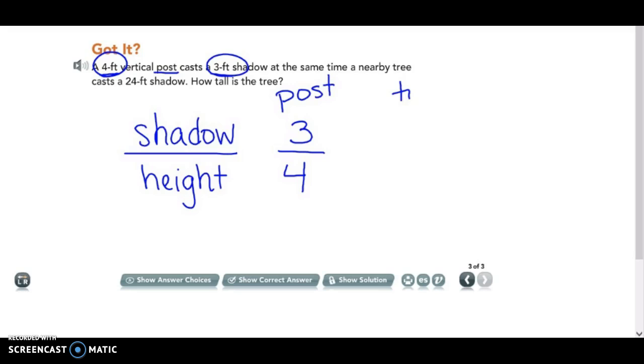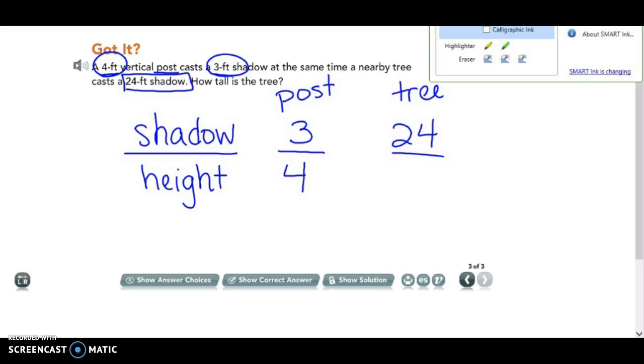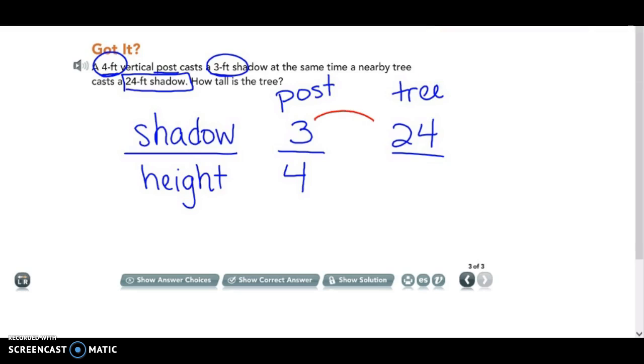Then I'm going to look at the tree. The only thing I know about the tree is the shadow. So that's going to go in the shadow section under the tree. Then I'm going to go ahead and say 3 times what is going to be 24. That's times 8. So I'm going to go ahead and times 8 on the bottom. I'm going to get 32. So the tree must be 32 feet tall.